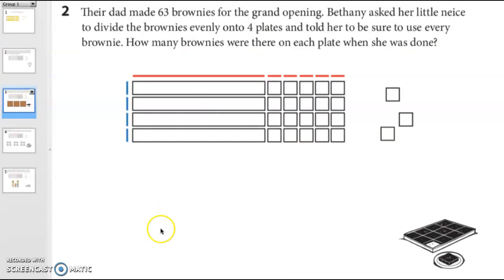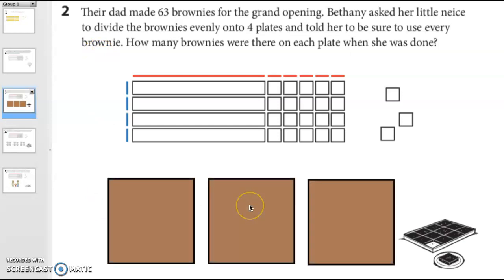How about this one? Their dad made 63 brownies for the grand opening. Bethany asked her little niece to divide the brownies evenly onto 4 plates and told her to make sure to use every brownie. How many brownies were there on each plate when she was done? So we could just have eaten these 3 extra brownies and then we wouldn't have a problem, right? Each plate could have just had 15 brownies on top. But she said she wanted us to use every brownie to put them on the plates. So what can we do?